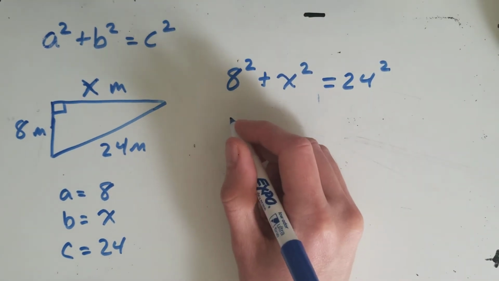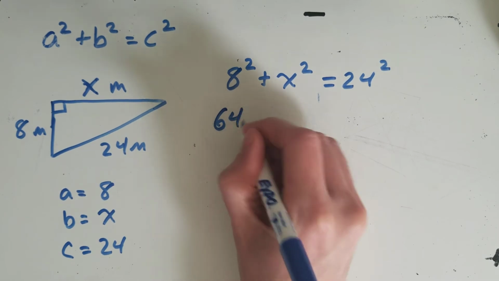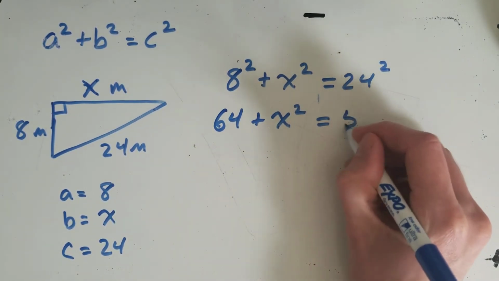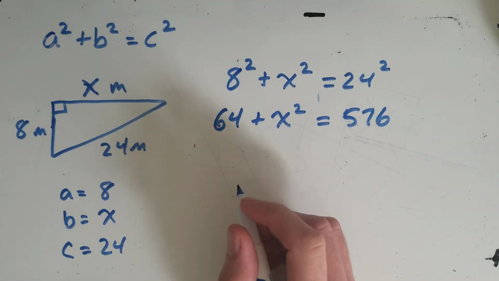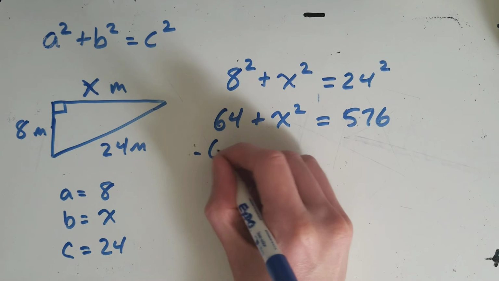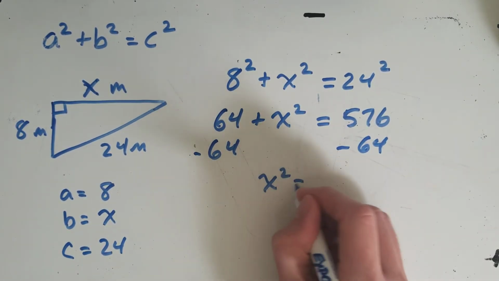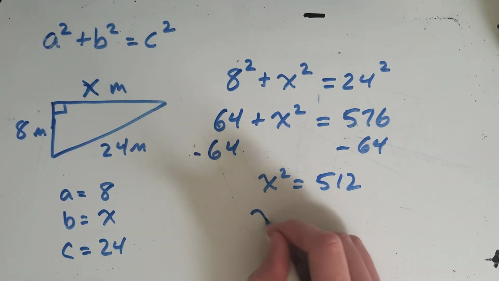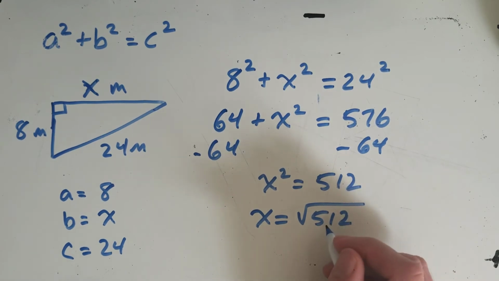Now we do a little bit of calculating here, so 8 squared we should know is 64, plus x squared equals, well, 24 squared is 576. Then you're going to subtract your 64 from both sides. You want to get x by itself. So x squared equals, when you subtract, you get 512. So that means x is equal to the square root of 512.